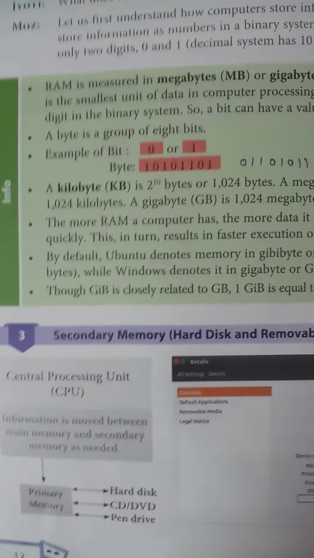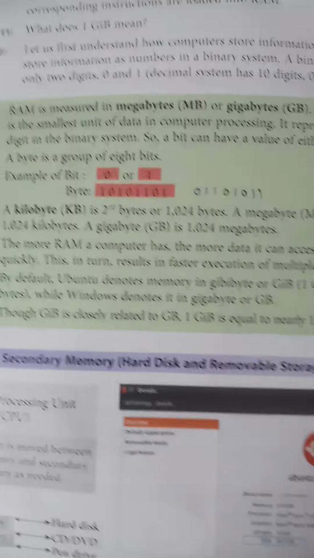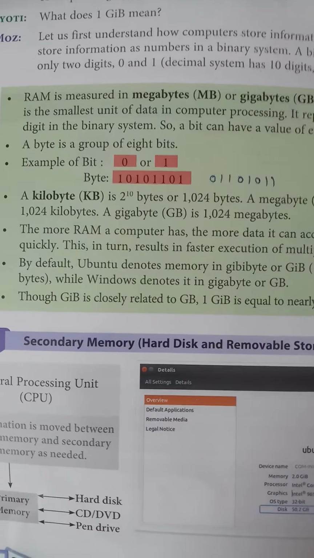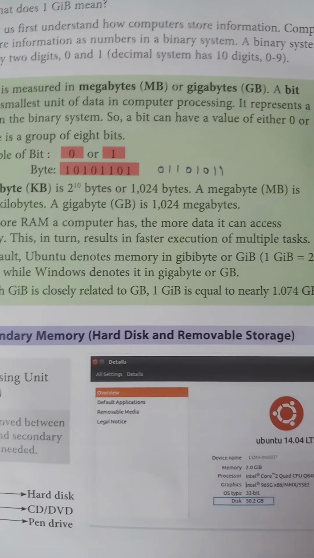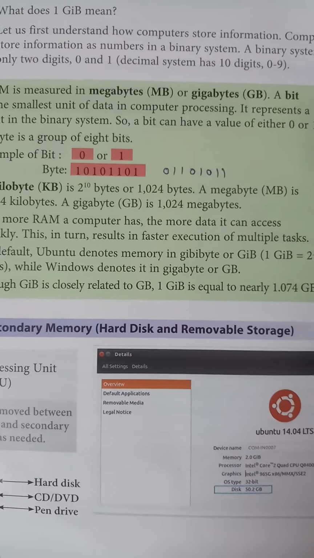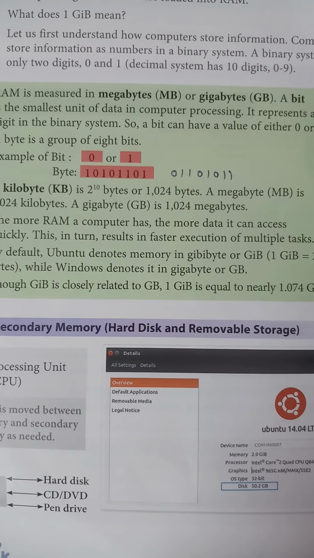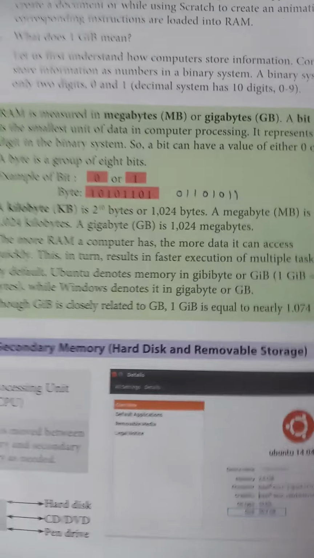Here: secondary memory, hard disk and removable storage. Hard disk is available in your computer and laptop also. Removable storage means SD card, pen drive, DVD, CD drive. These are the examples of removable storage.